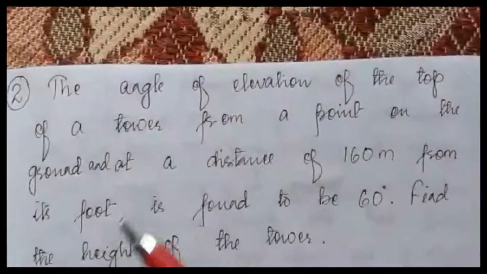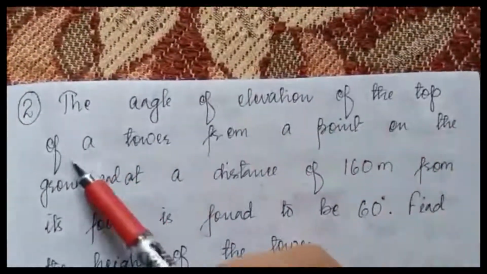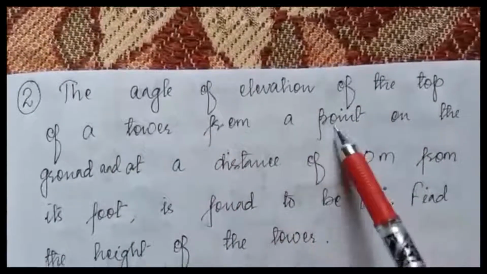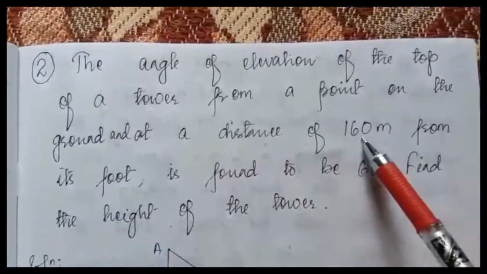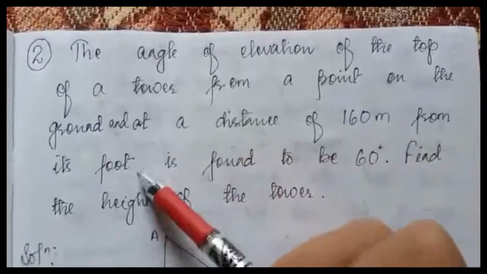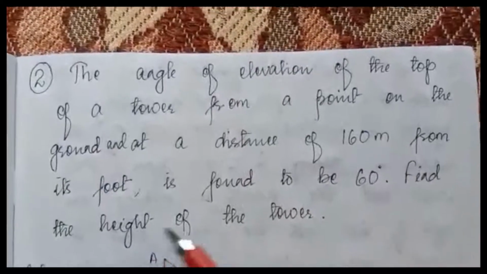Now next, question number 2. The angle of elevation of the top of a tower from a point on the ground, at a distance of 160 meter from its foot, is found to be 60 degrees. Find the height of the tower.